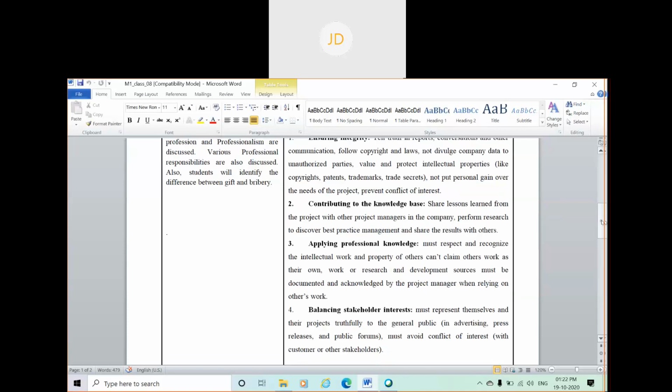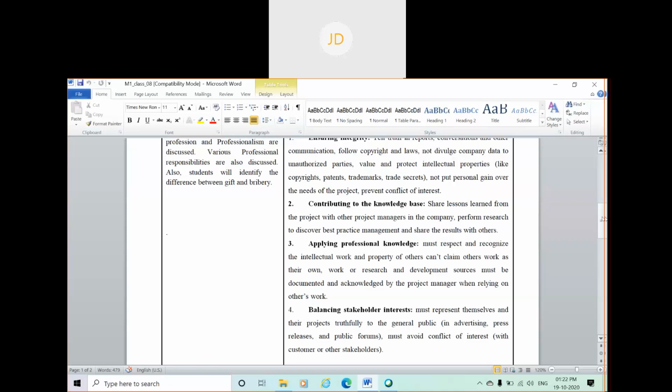So the third one is applying professional knowledge. Now let's see what it means. A professional must respect and recognize the intellectual work and property of others and can't claim others' work as their own work. All research or development sources must be documented and acknowledged by the project manager when relying on others' work.